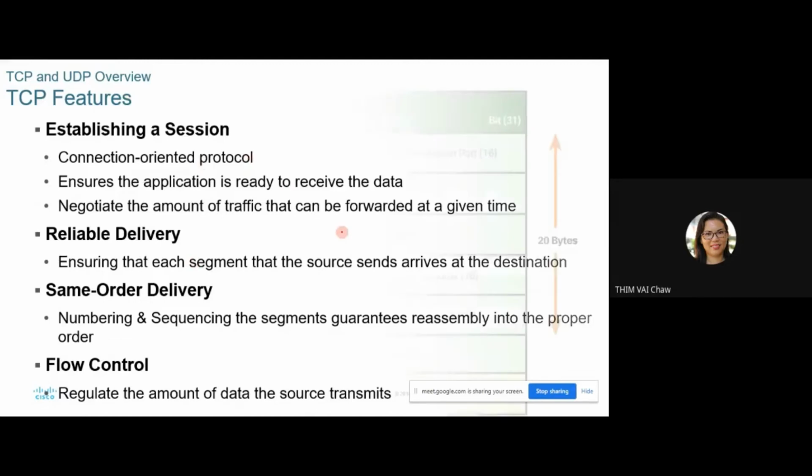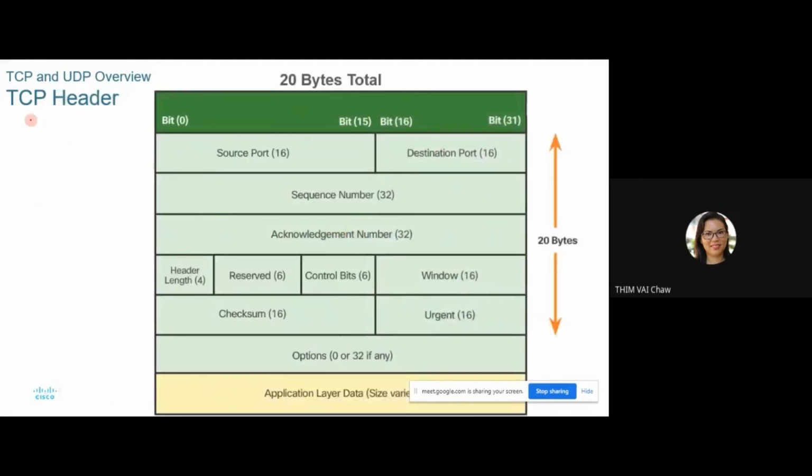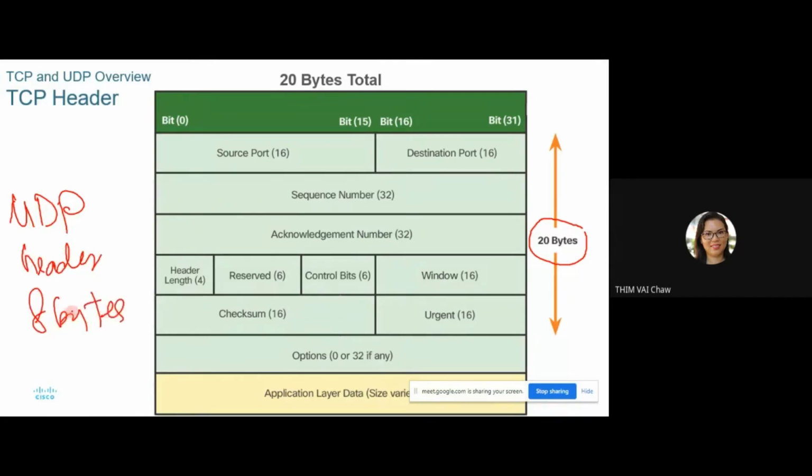So then we move on to the next thing. This is a TCP header. Just now you already know that the TCP header size is bigger, it is 20 bytes. The UDP header is only 8 bytes. Only 8 bytes. So you are able to see that under the TCP header, you definitely have a source port and also the destination port. This one I am going to explain in more detail.